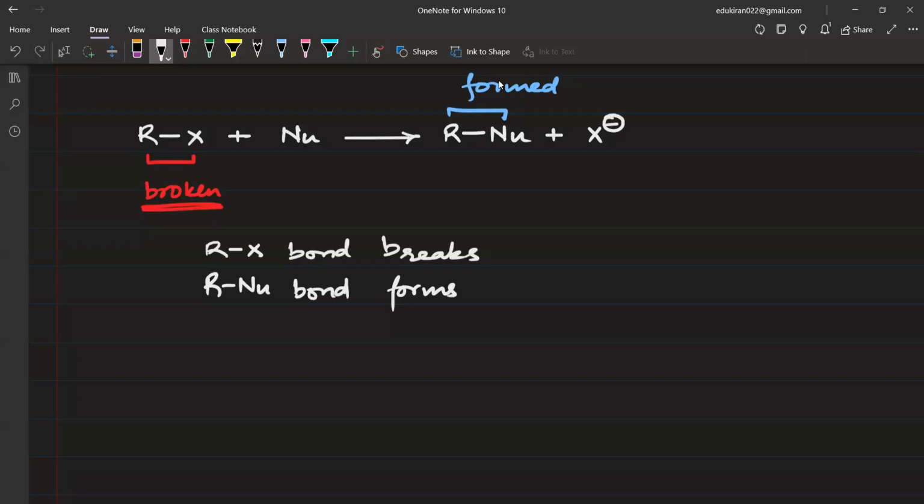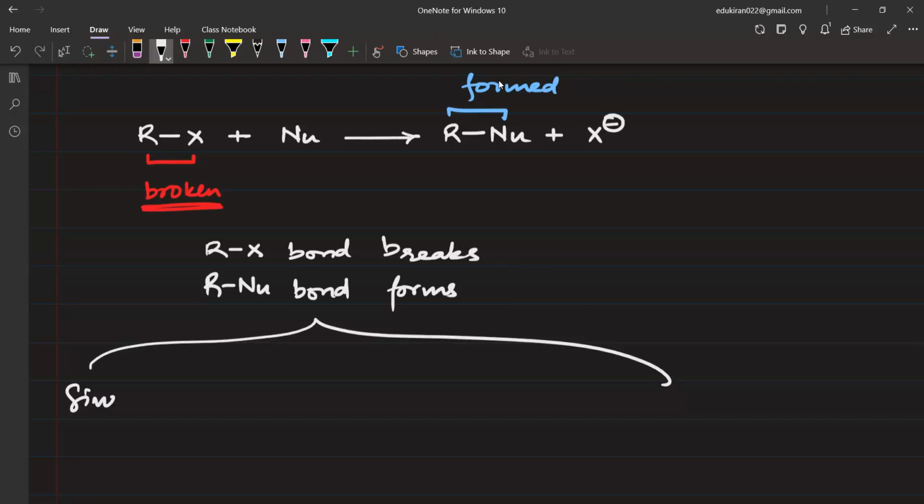Now, there are only two possibilities. Both of them can happen in a single step, or they can happen in two different steps. So both things can happen simultaneously: while the R-X bond is breaking, the R-Nu bond is getting formed. Or the other case, the R-X bond breaks completely, and then the nucleophile attacks, and then the R-Nu bond is formed. So there are two ways in which a nucleophilic substitution reaction can happen.